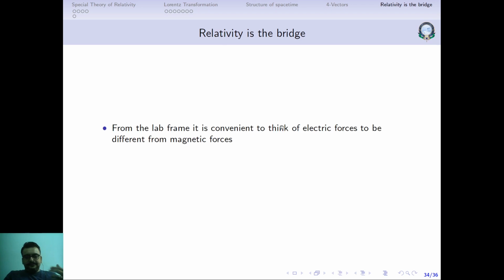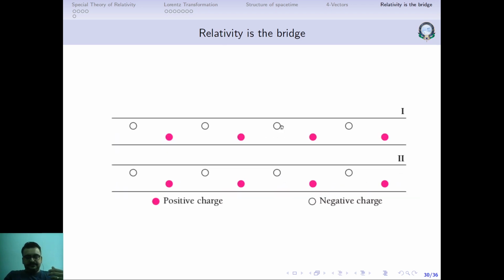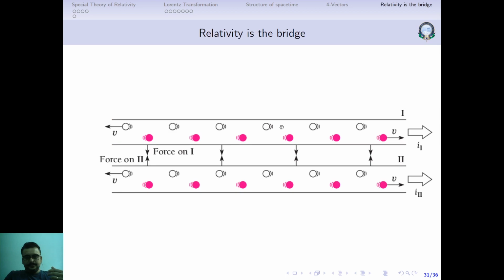So in the lab frame, we really are not able to see what the net charge is here and what the net charge is here. For me, the net charge here and here is 0 in both cases, but still I see some kind of force. So in the lab frame, it is very easy to make a conjecture that maybe there is some new kind of force, called the magnetic force, and this magnetic force is causing this attraction.